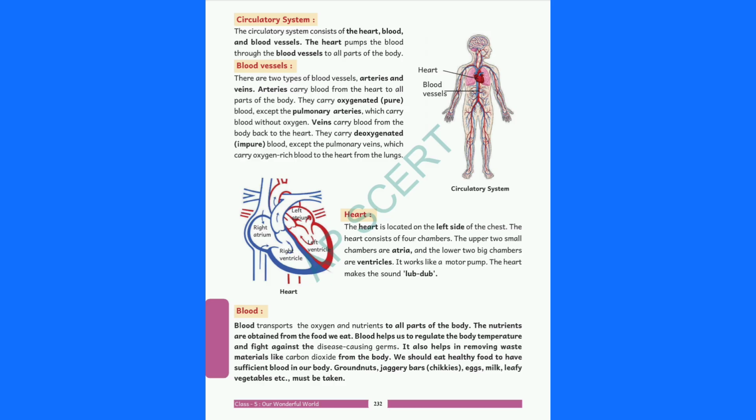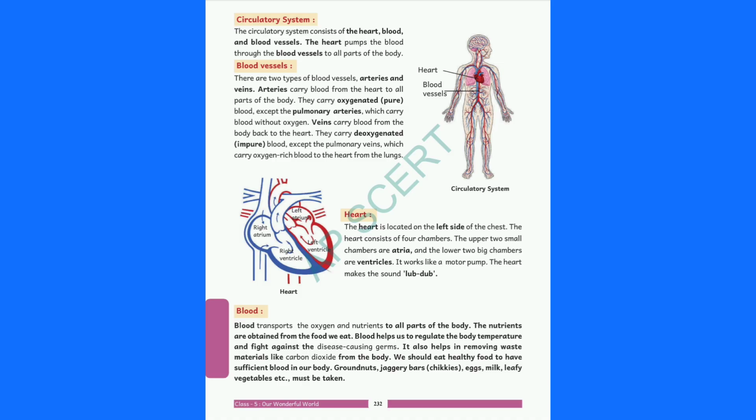The circulatory system consists of the heart, blood, and blood vessels. The heart pumps the blood through the blood vessels to all parts of the body. Blood vessels. There are 2 types of blood vessels: arteries and veins. Arteries carry blood from the heart to all parts of the body. They carry oxygenated, pure blood, except the pulmonary arteries, which carry blood without oxygen.